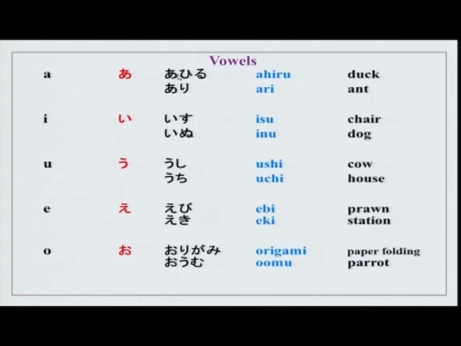So, well, ahiru, ari, isu, inu, ushi, uchi, ebi, eki, origami, oka. So, you can repeat all these again and again, and I am sure you will feel comfortable very soon.